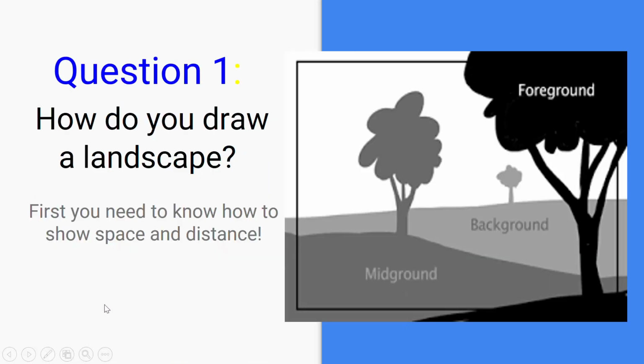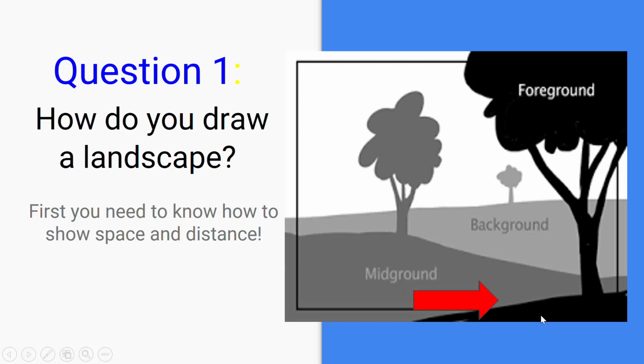Question 1. How do you draw a landscape? First, you need to know how to show space and distance. Artists use some art tricks to show landscapes in their artwork and make them look real. First off, the foreground is what you see at the bottom of the landscape that's closest to you. Things in the foreground will often overlap things in the middle ground and the background because these are things that are right next to you. They're closest to you, so they're larger.